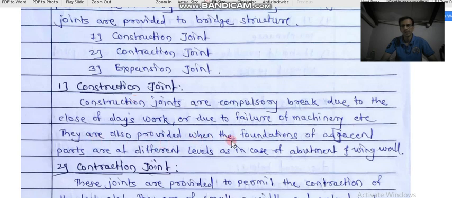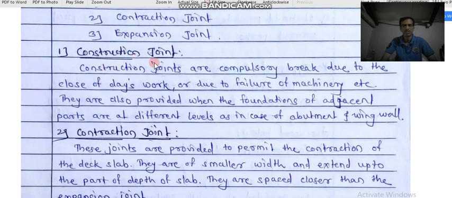They are also provided when the foundations of adjacent parts are at different levels, as in the case of abutment and wing wall. Abutment and wing wall have foundations at different levels, so at that position also the construction joints are to be provided. Construction joints are provided in every structure due to various reasons, such as break of the day's work, failure of machinery, or if the foundations are at adjacent different levels. In a bridge, abutment and wing wall foundations are at different levels, therefore these joints are provided.